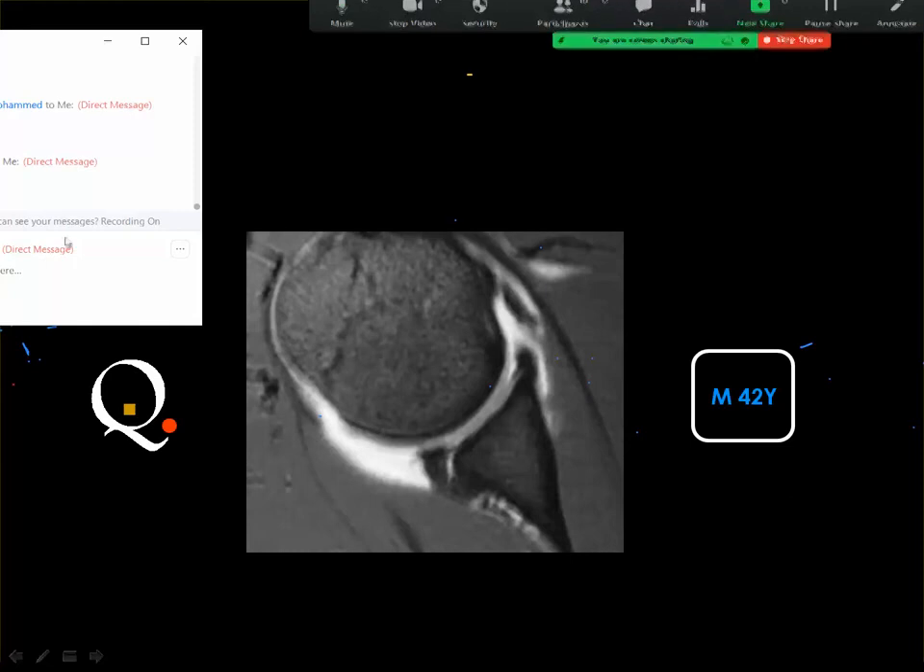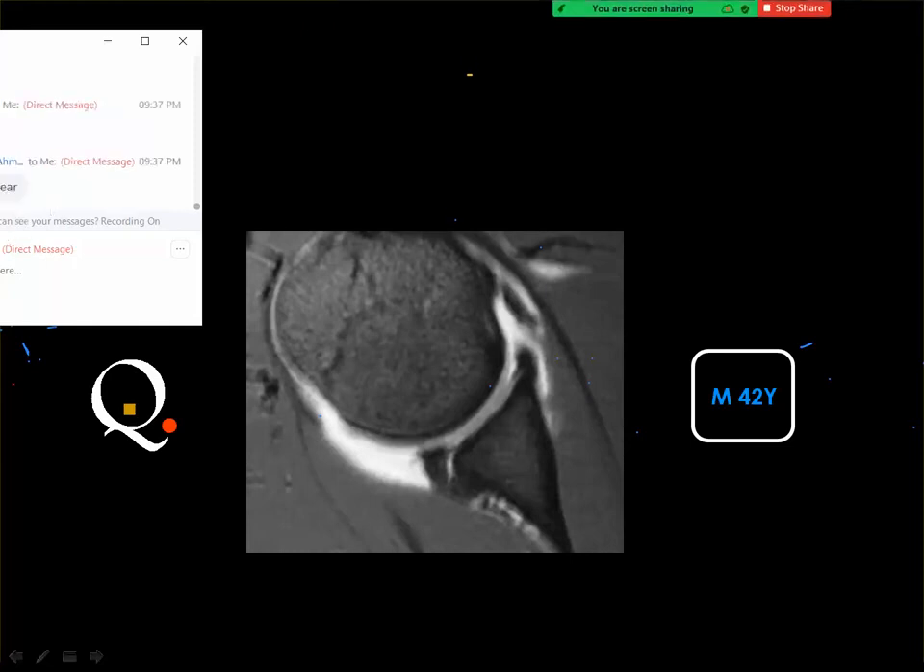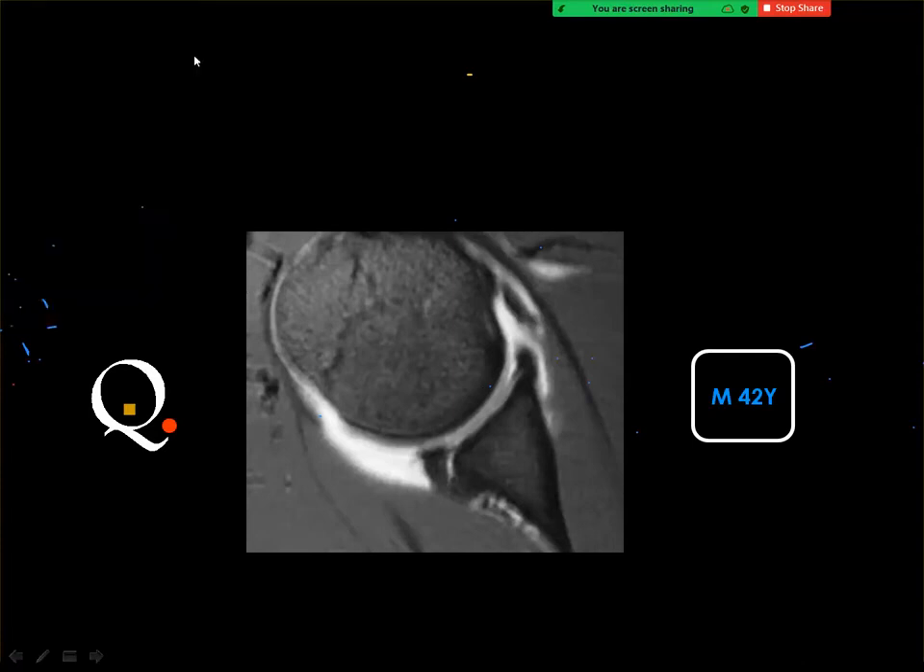And the answer came to me, SLAP or superior labral tear. Other possibilities? And superior, this is actually an axial image. Yes, this is the reverse of Bankart. This is the right answer.